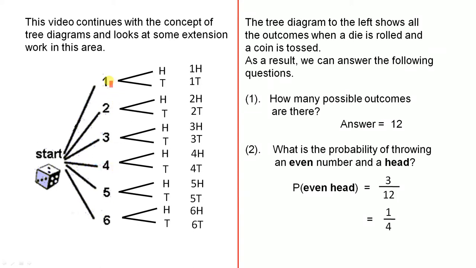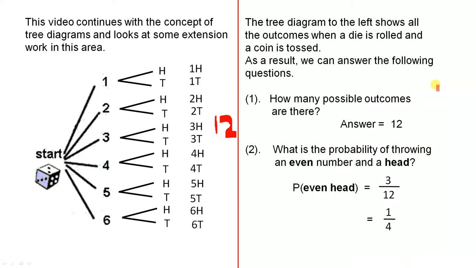If you rolled a 1 and then you tossed a coin, you can have either a head or a tail. If you rolled a 2 and then you tossed a coin, you can have head or tail. And the same occurs for each number. As we go across the tree, one at a time, we list all these outcomes here: 1 head, 1 tail, 2 head, 2 tail, 3 head, 3 tail, etc., all the way down. And we see that there are 12 possible outcomes.